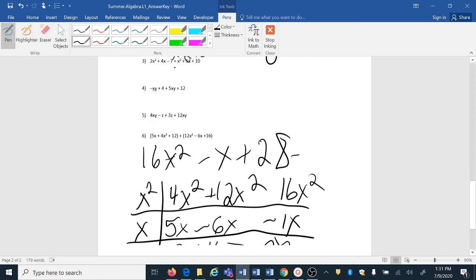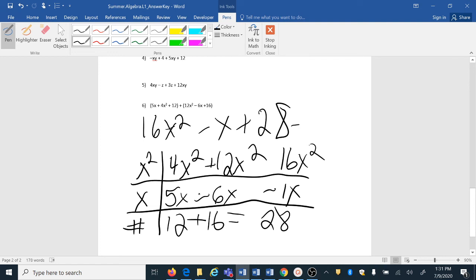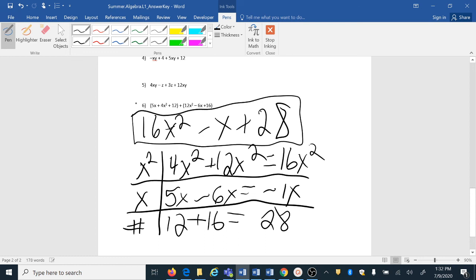Here for number 6, you remove the parentheses, and then I created a table where I took the x squared, so I have 4x squared plus 12x squared, and that's equal to 16x squared. For the x's, I have 5x and negative 6x, and that's equal to negative 1x. For the constants, I have 12 and 16, which is equal to 28. I put all these in this order. Let's clean it up a little bit because I don't want anybody confused. If you're doing this by hand, please put your answers in a box so I can check it quickly.